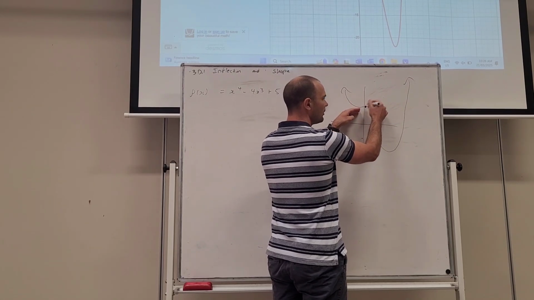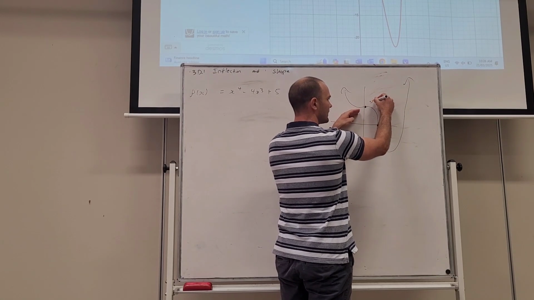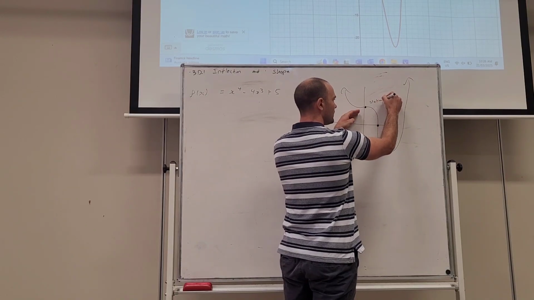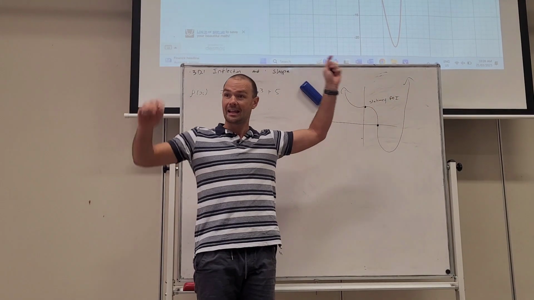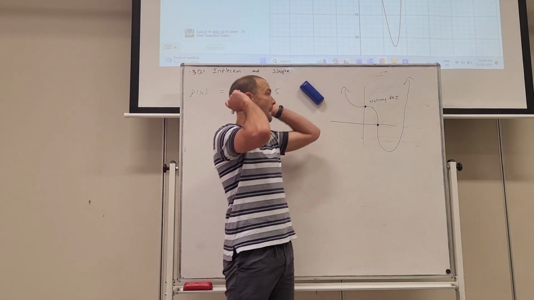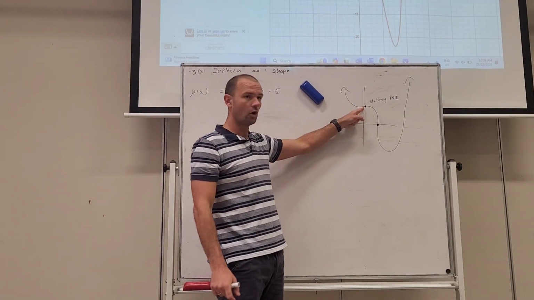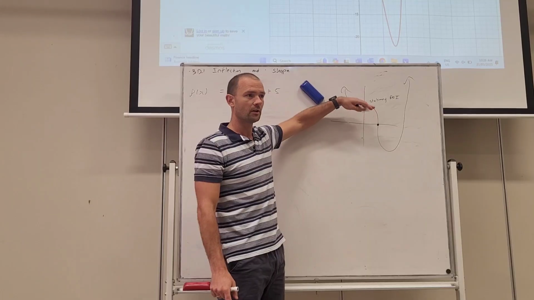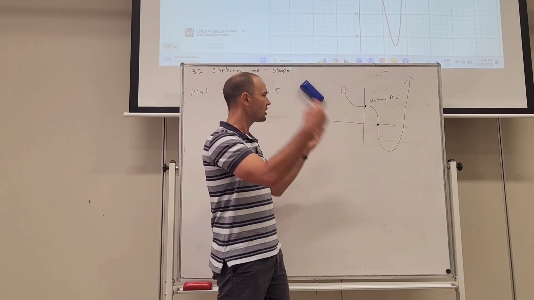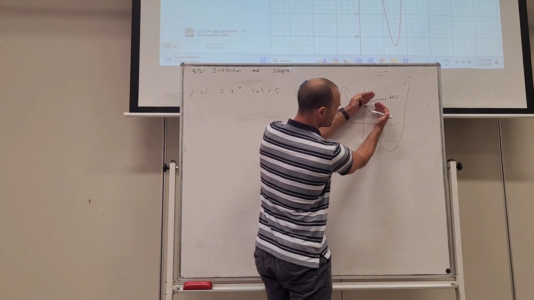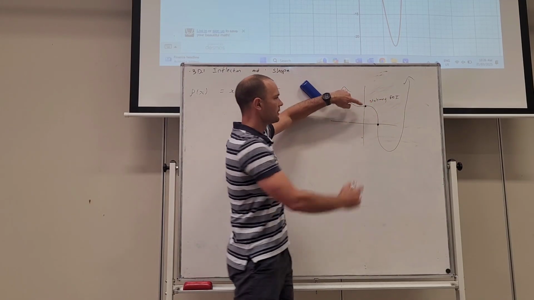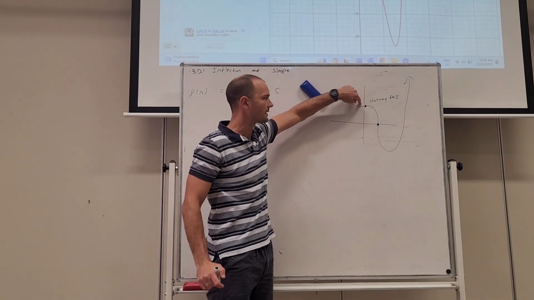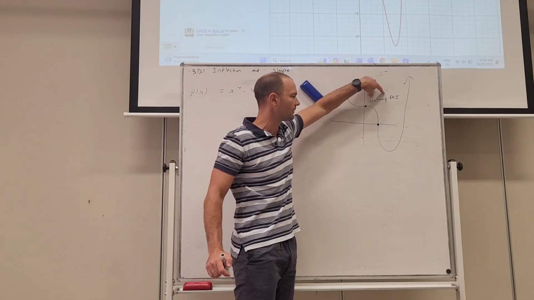And here we have what we learned about yesterday, a stationary point of inflection. So that's the special case. It's a stationary point of inflection because the slope is horizontal. It's not increasing or decreasing. And it changes shape. Over that region, concave down. Over that region, concave up. So it's changing shape and the slope is horizontal. We have a stationary point of inflection.